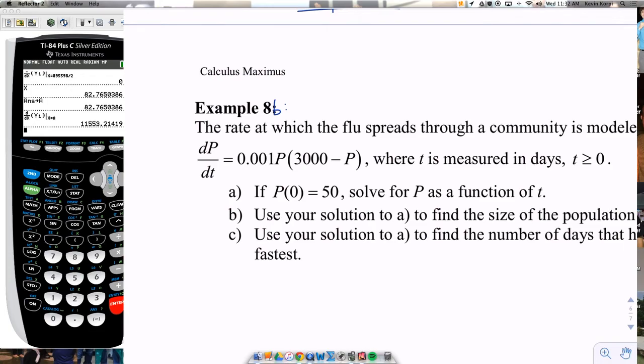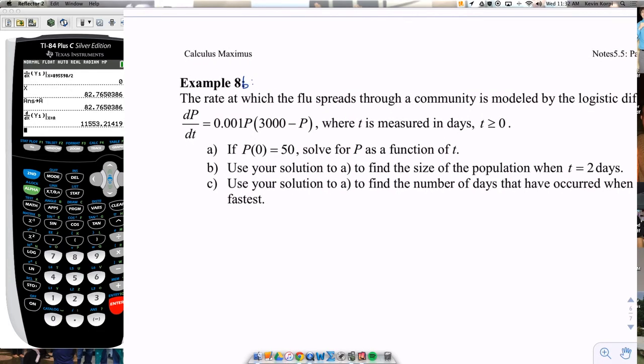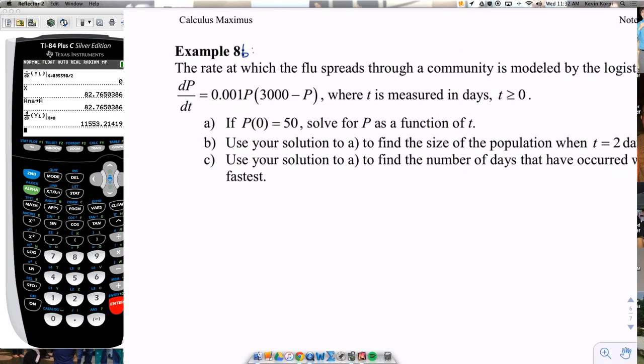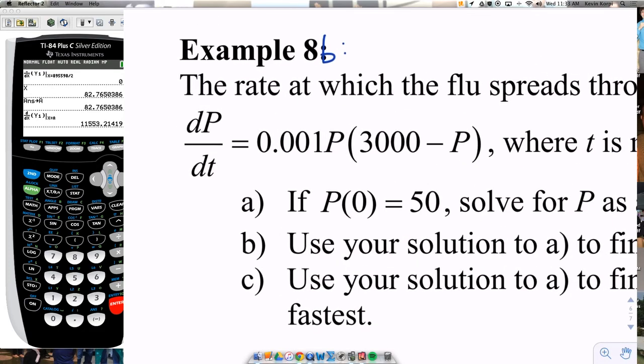All right, finishing it up here. The rate at which the flu spreads through a community is modeled by the logistic differential equation, where t is measured in days. So we had swine flu '09 here on campus, and I wrote a logistic equation that year for the swine flu. Communicable diseases do spread according to logistic growth. So this one is actually written in a nice format. It's already in the format we prefer.